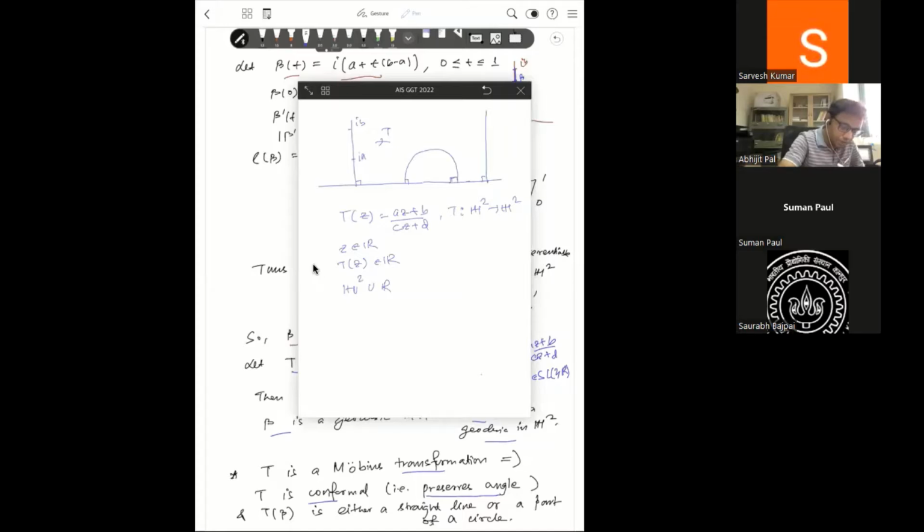One mistake I have made: this, in fact, should be R union infinity. So T of z belongs to R union infinity. So T can be extended to H2 union R union infinity.